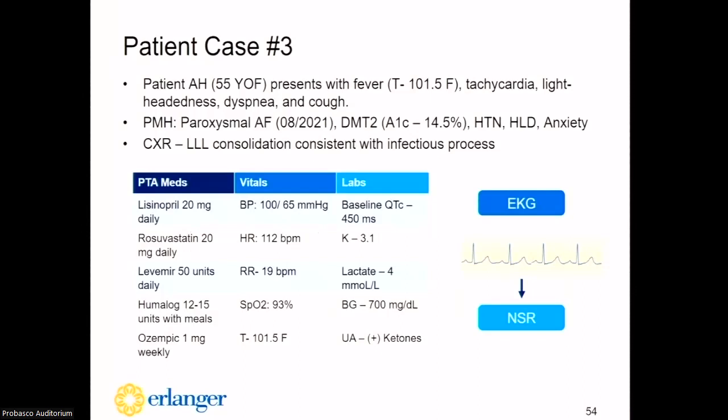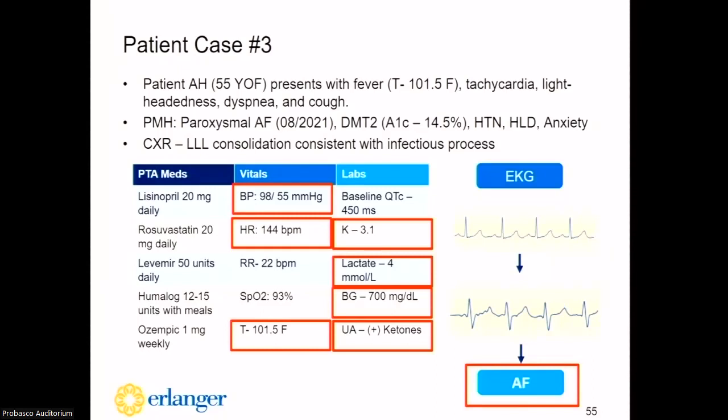Okay, patient case number 3, this is AF. She's a 55-year-old female presenting with fever, a temperature of 101.5, tachycardia, lightheadedness, dyspnea, and cough. She has a past medical history significant for atrial fibrillation, diagnosed in 2021. She also has type 2 diabetes, clearly uncontrolled, hypertension, hyperlipidemia, anxiety, and she had chest X-ray imaging consistent with lower left lobe consolidation, which was read as consistent with an infectious process.